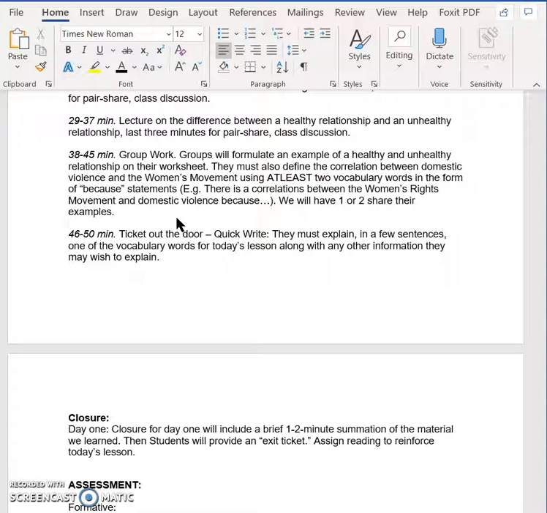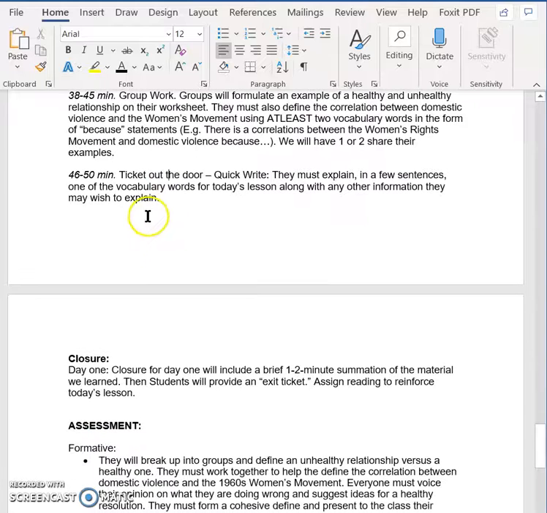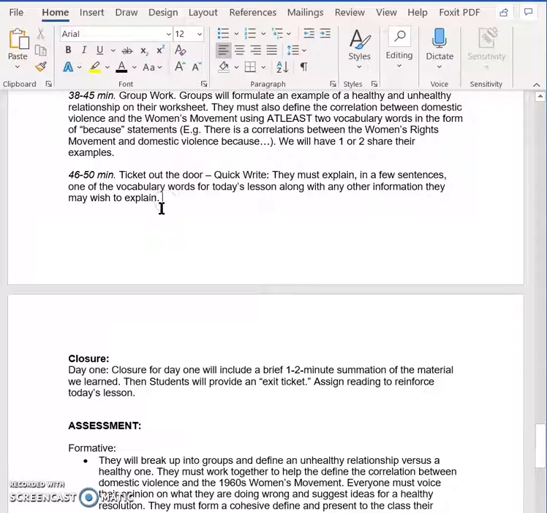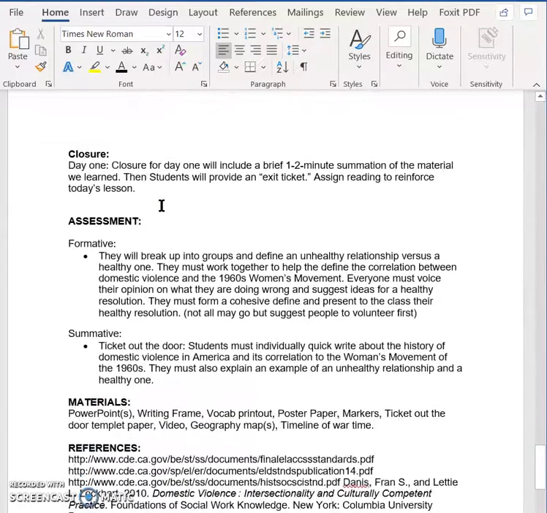And then to see what they have learned and if they understand and what I need to do for the next class, to re-explain something or whatnot, I will be doing a ticket out the door, a quick write where they explain in a few sentences one of the vocabulary words for today's lesson, along with any other information they wish to explain. And that is it.